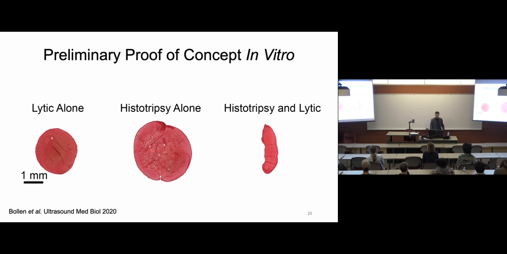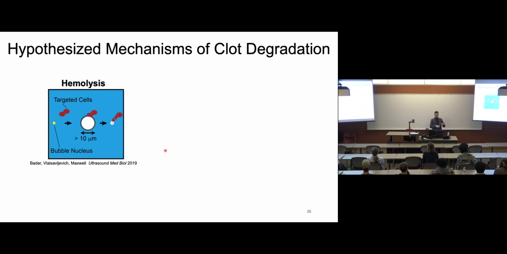With histotripsy alone, you can think of this as trying to mechanically ablate the clot, or the combination approach. And so the point here is that there's a lot less of the clot left over when you do the combination treatment relative to either of the treatments individually. And it's more than just an additive sum. There seems to be some synergy between the two treatments here. And here this is qualitative. We've also done quantitative metrics, and we see that it's definitely much more effective. And so what's going on here?